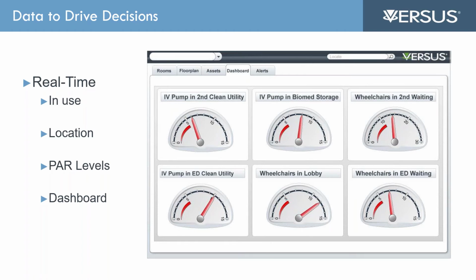And in RTLS, of course, there's a real-time piece. You can see in this image here, this is an example of a dashboard. This dashboard is giving you real-time information about different storage areas and how much equipment is available. You can get real-time location information. We already touched on that. Par leveling, it's real-time data at your fingertips. This area is in critical need of some more IV pumps. And depending on an integration, you may actually be able to see whether a piece of equipment is in use with a patient. Valuable information in real time.